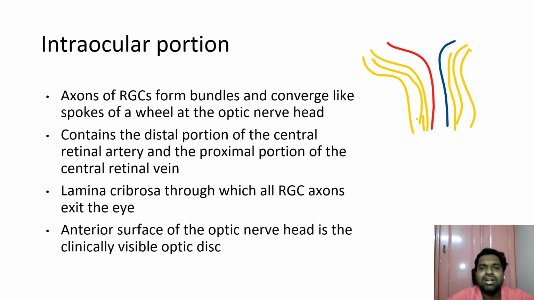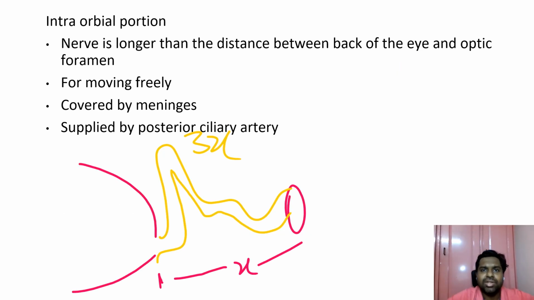And when we see fundus examination, then we clearly see the optic disc, that is nothing but anterior portion of optic nerve head. Coming to intraorbital portion of the eye, the optic nerve here is actually three times longer than the length between the back of the eye and the optic foramen, which is the anterior opening of the optic canal. And the supply for this is a posterior ciliary artery.